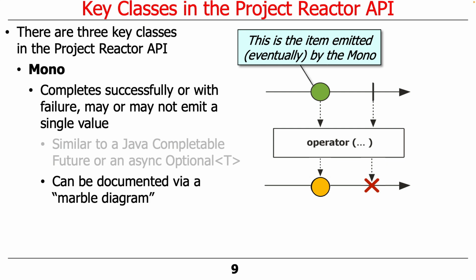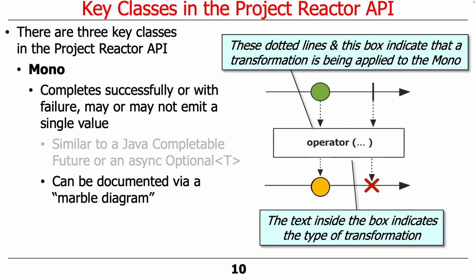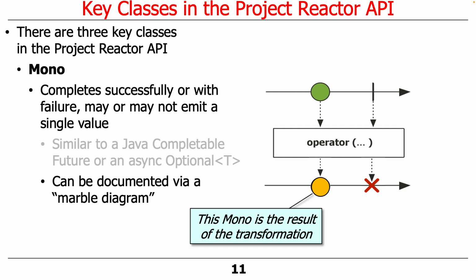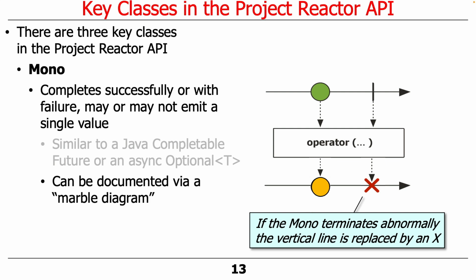So it's green initially. And then we're going to have a box that indicates that there's a transformation being applied to this Mono by this operator. And the text inside the box indicates the type of transformation. So it would be something like map or flatMap or zip or whatever. There's all kinds of things you can do as operators. In fact, there's dozens, if not hundreds, of operators on these classes. This Mono here is the result of the operator applying the transformation on the input. The vertical line indicates that everything went well, it succeeded, it produced a result, it's a valid result. But if something goes wrong and the Mono terminates abnormally, then that vertical line is replaced by an X.